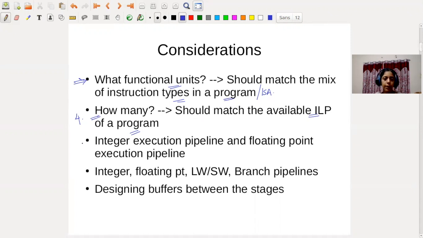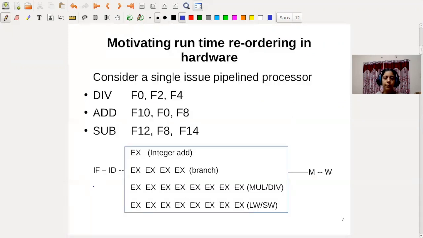Then the typically used kinds of pipelines are integer execution pipelines and floating point pipelines. If you have an integer instruction, you send it to the integer execution units, and if you have floating point instructions, you send them to the floating point execution units. Or you could have, like we had in the previous slide, integer, floating point, load store, and branch pipelines. And you could also have buffers between the stages.